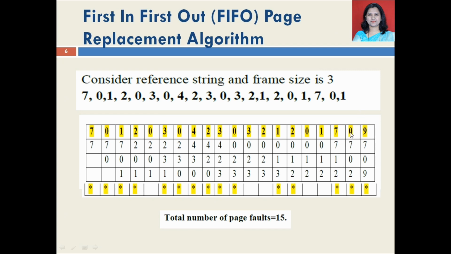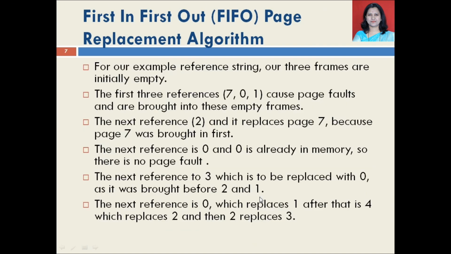To place the 0, we will replace the 1 and place the 0 over there. So it will become 7, 0 and 2. Actually it's 1, not 9, so here it should be 7, 0, 1. Page fault will be there. Now we will count the total number of page faults: 1, 2, 3, 4, 5, 6, 7, 8, 9, 10, 11, 12, 13, 14 and 15. So there will be 15 page faults.